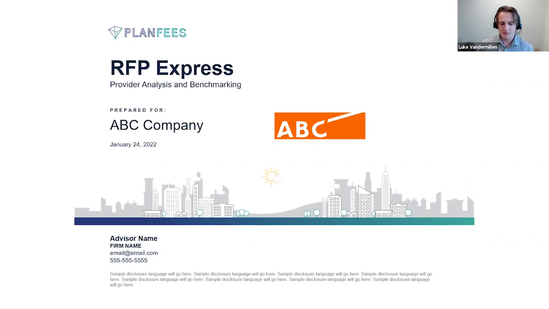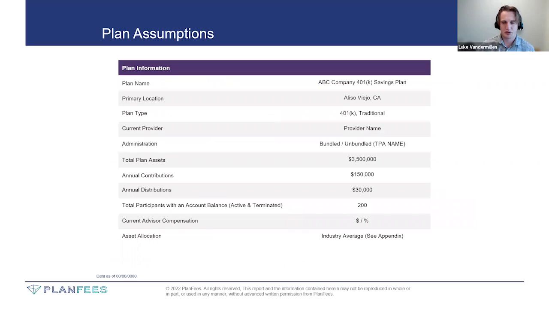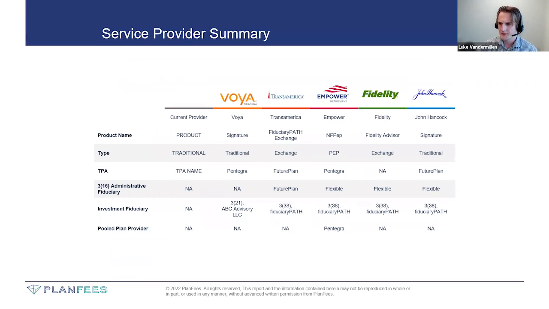So again, it's going to be in line with the same kind of branding as the other PlanFees deliverables. So we'll have some quick information about who we are here at PlanFees. And then just like that Prism 365 report, you're going to get a quick breakdown of the plan data that was used for this particular benchmarking report. So for this plan, we're looking at 3.5 in assets, 200 participants. You get a quick service provider summary, and this is from a service highlights database that we have from all the record keeping partners. They're going to talk about kind of different service highlights that they have.